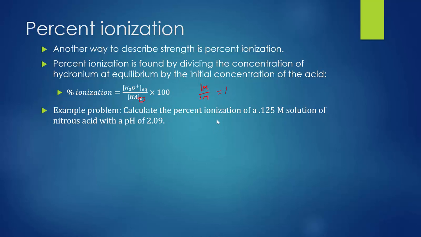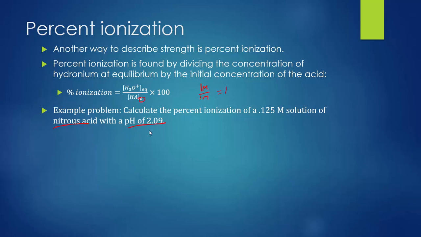So the percent ionization is not a super complicated thing, but you do have to be careful because it's a quotient of an equilibrium and an initial, not two equilibrium concentrations. Calculate the percent ionization of a 0.125 molar solution of nitrous acid with a pH of 2.09.